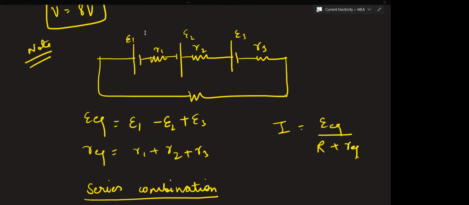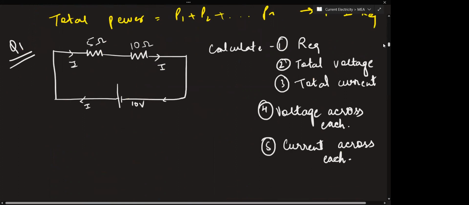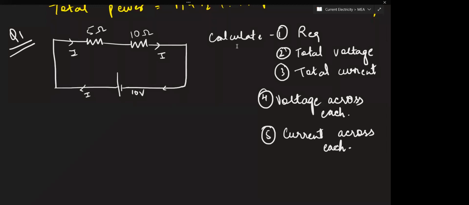And this was the last topic before you came. Now all of you try these parts. Series equivalent resistance is very easy. And you have to calculate the total voltage across it. See, this is 10 ohm, this is 5 ohm, this is 10 volt.